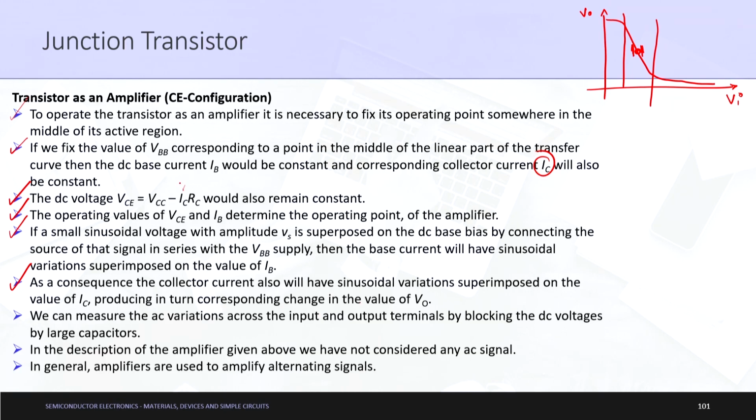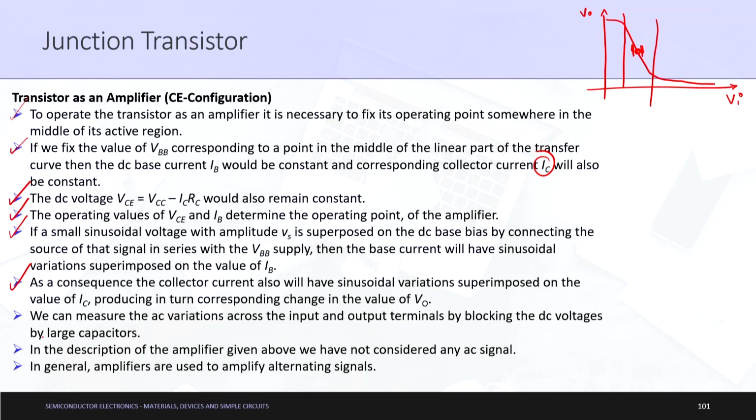So, as the value of IC keeps on changing, it will have an effect on VCE. What is VCE? VCE is the output voltage. Why? It will have a sinusoidal variation in the value of V naught also, because VCC and RC are constant. So, I hope I can make you understand how this amplifier concept works.